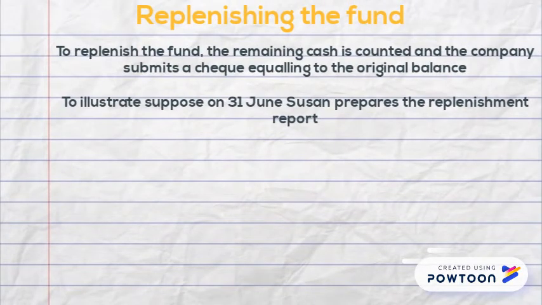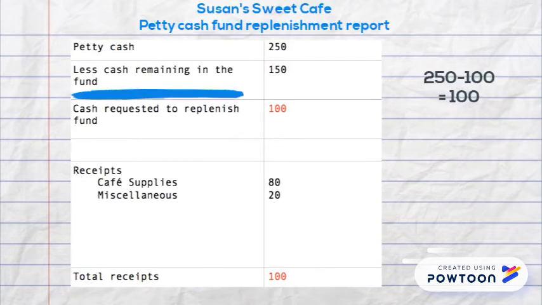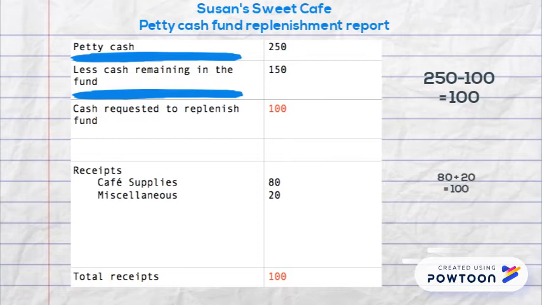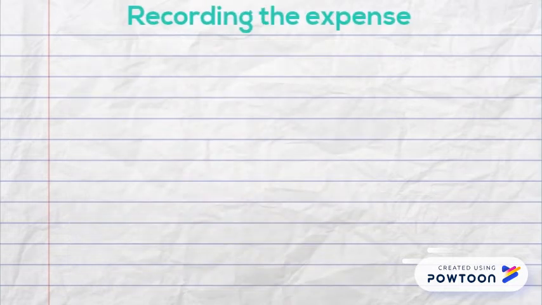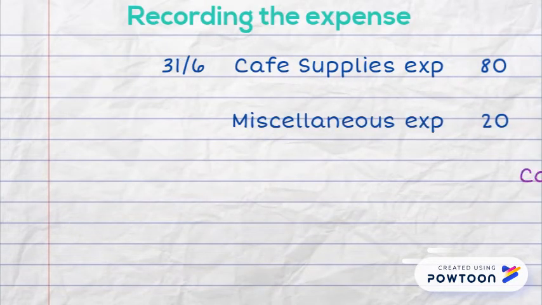Replenishing the fund. To replenish the fund, the remaining cash is counted and the company submits a check equaling the original balance. To illustrate, suppose on 31 June, Susan prepares the replenishment report. To replenish the fund, Susan would subtract the cash remaining in the fund from petty cash to find the cash requested to replenish the fund. Susan must also document her receipts to ensure they are equal to the cash requested. To record this, you would debit cafe supplies and miscellaneous expenses and credit cash.